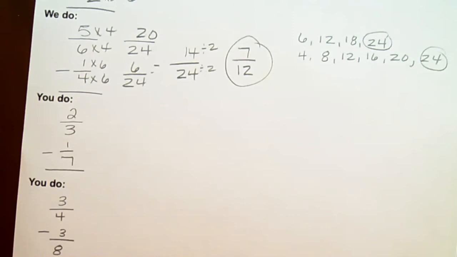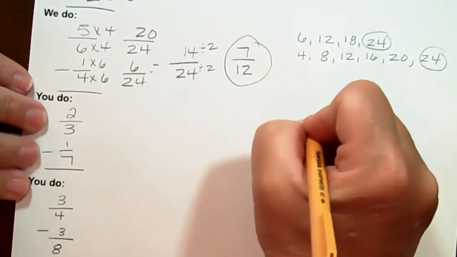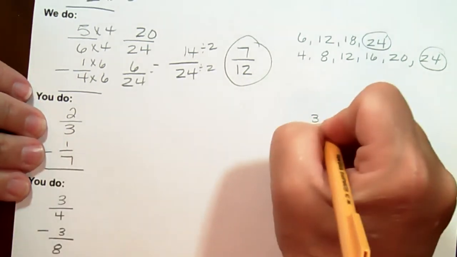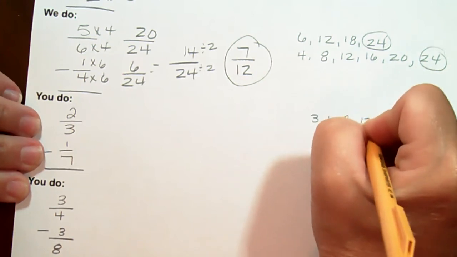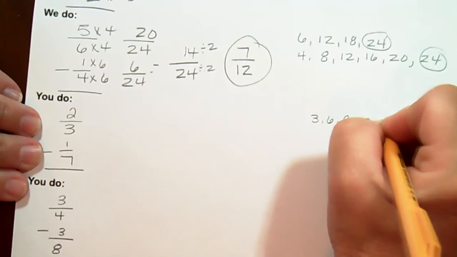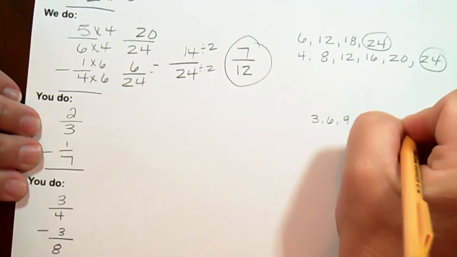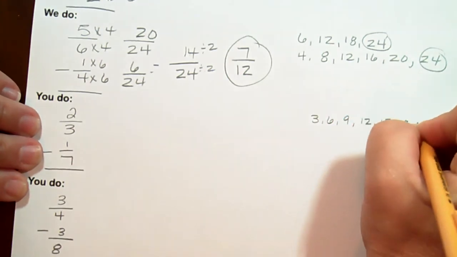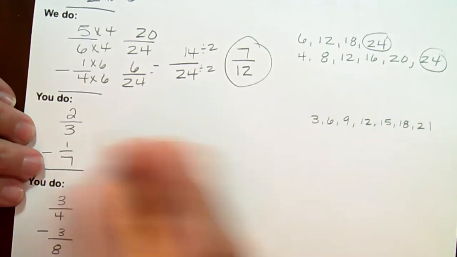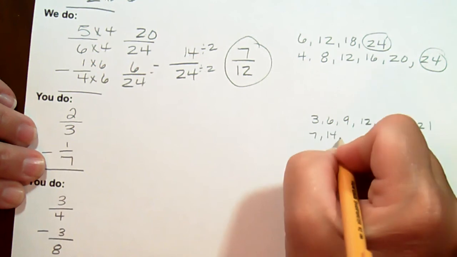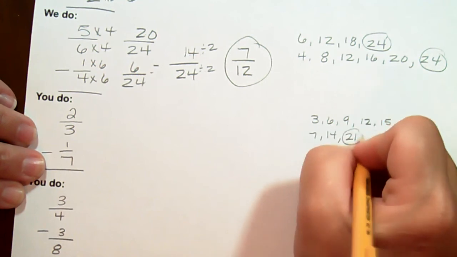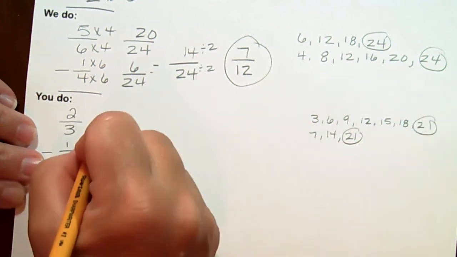All right, let's take a look at the first one. We've got 3, so we've got 3 times 1 is 3. 3 times 2 is 6. 3 times 3 is 9. 3 times 4 is 12. 3 times 5 is 15. 3 times 6 is 18. 3 times 7 is 21. 7 times 1 is 7. 7 times 2 is 14. And 7 times 3 is 21. So that makes our denominator 21.